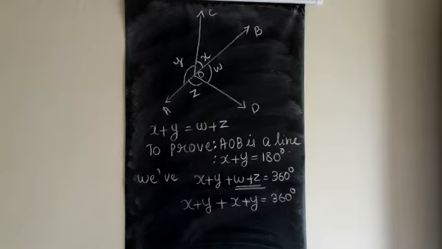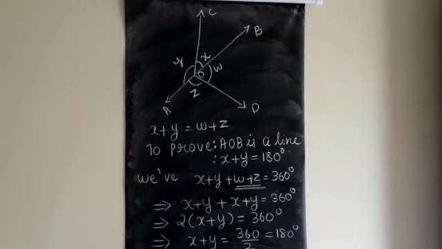So what is the meaning? How many times are we adding x plus y? Yes, 2 times x plus y. So next step we can write 2 into x plus y is equal to 360 degrees, meaning x plus y is equal to 360 by 2, which is 180 degrees. So we proved that x plus y is equal to 180 degrees. That is our aim. x plus y is equal to 180 degrees, meaning it is a line. That means AOB is a line. Hence we proved our fourth question also.